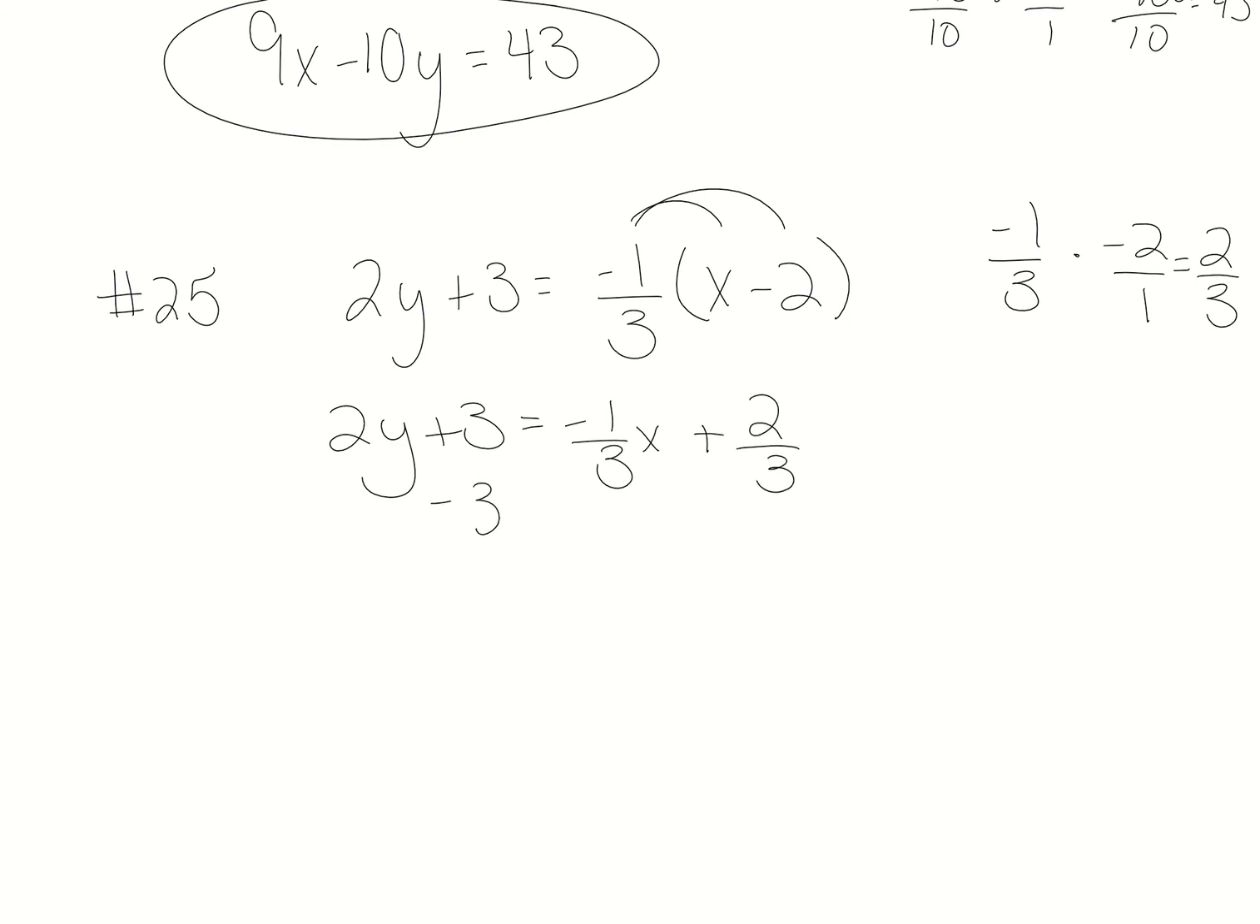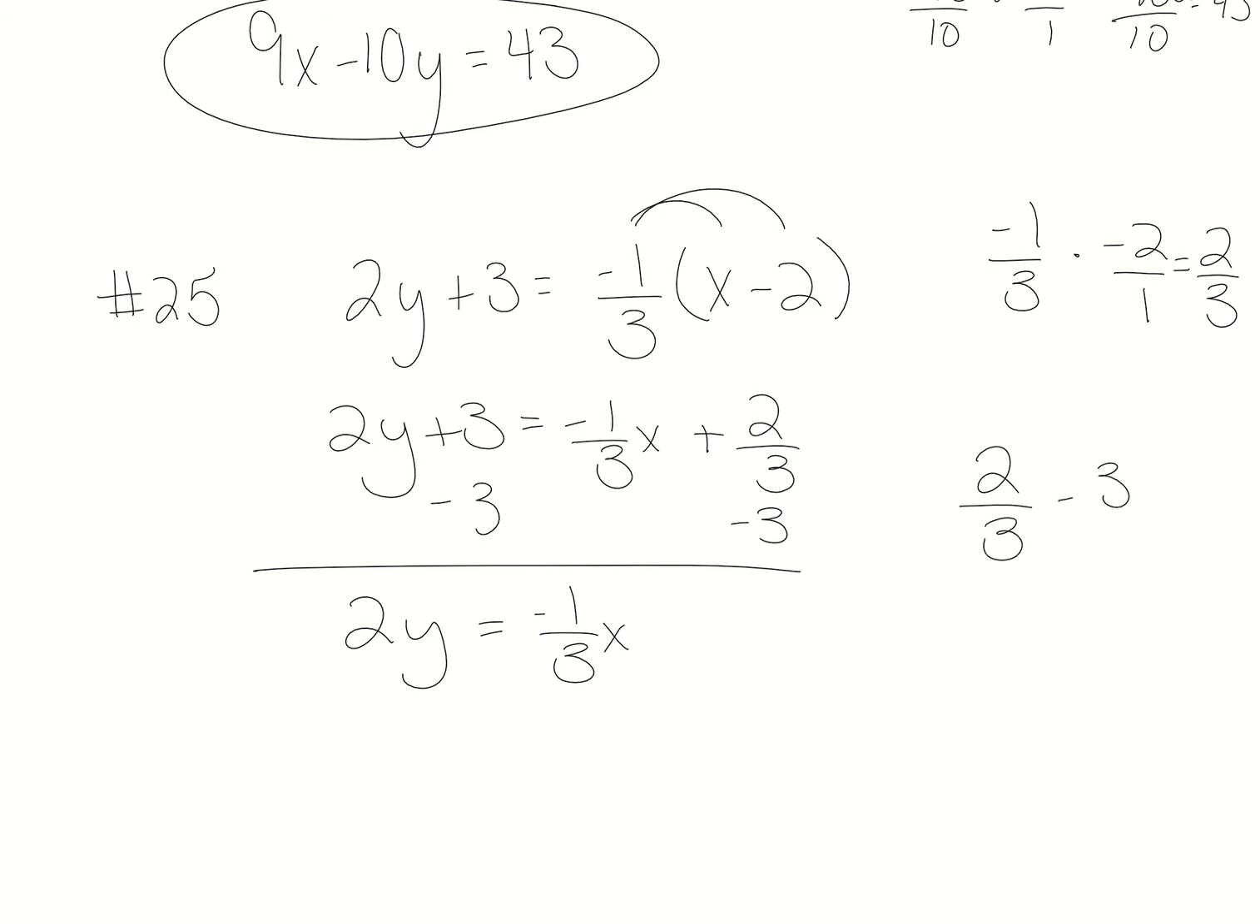I'm now going to subtract my 3 on both sides. And I get 2y equals negative 1/3 x plus, so I'm going to do 2/3 minus 3 over 1. Find my least common denominator, which is 3. So I multiply this by 3, and what I do to my denominator, I must do to my numerator. So you get 2/3 minus 9 over 3, which gives me negative 7 over 3.